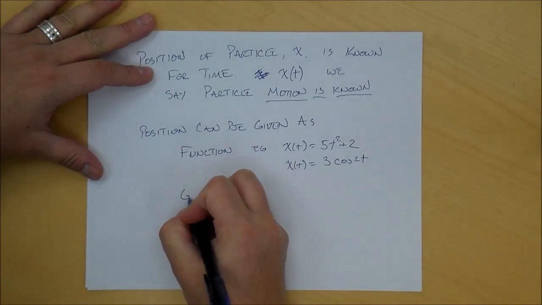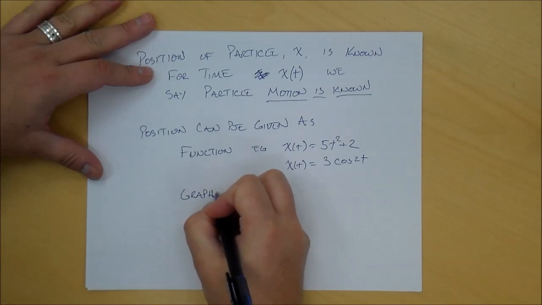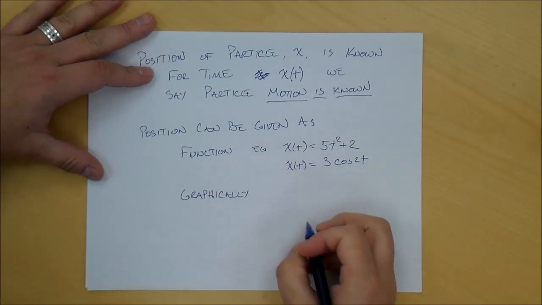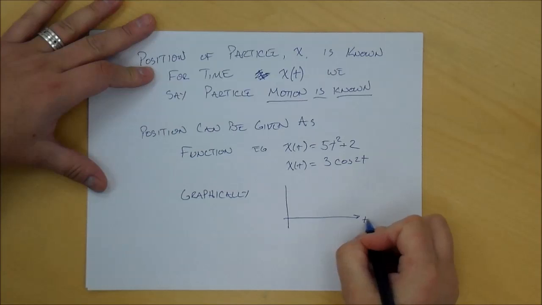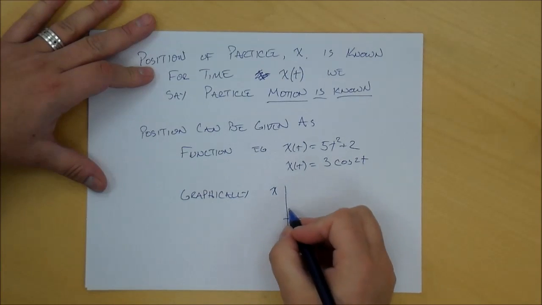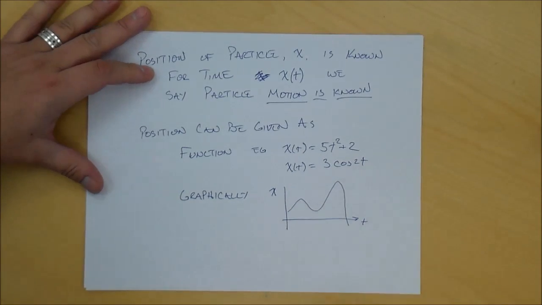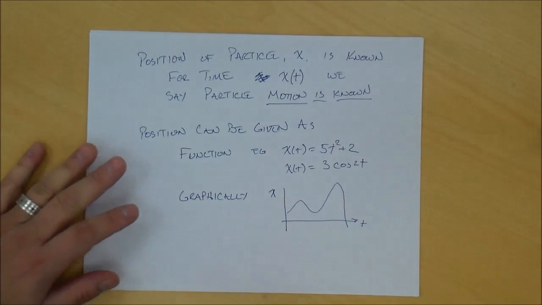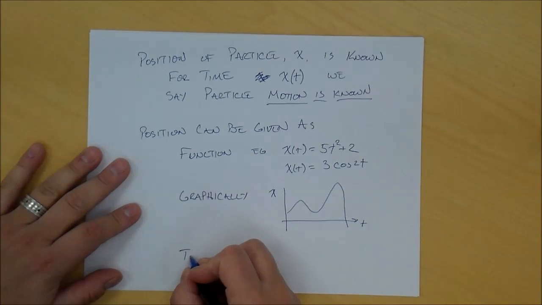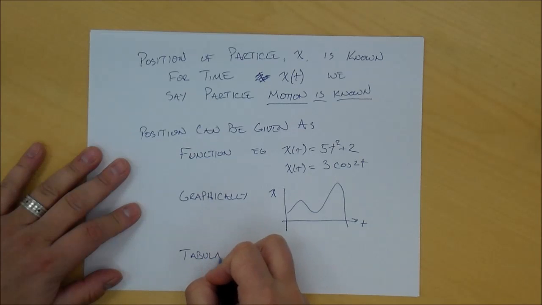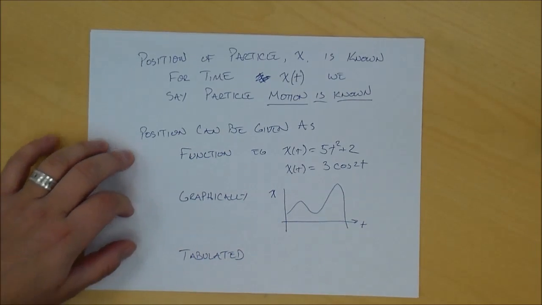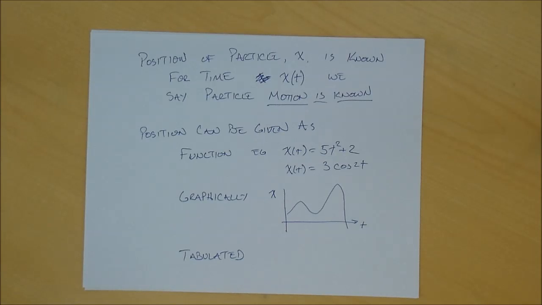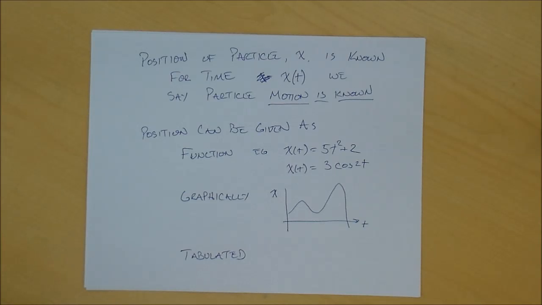I could be given the information for the position graphically. Here's time, here's the position x, and here's the graph showing me what that position might be. Or another form is that it may be tabulated. Typically we'll be dealing with functional representations of position. Okay, so the motion is known. We're given the position for all values of time. It means the motion is known.